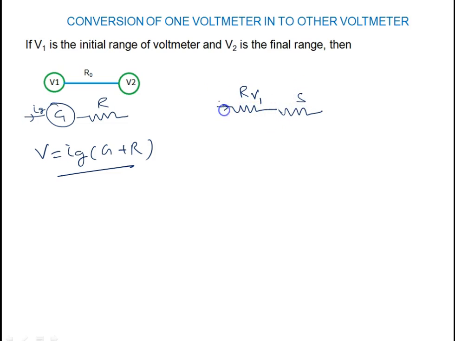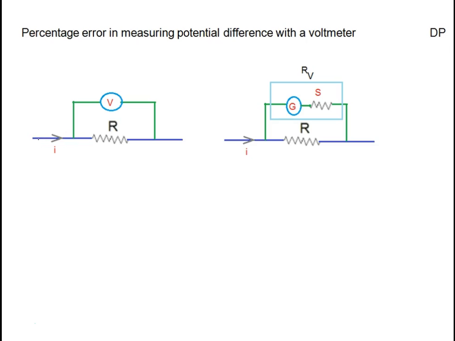Of course, current is given by Ig because the galvanometer can have maximum current Ig. Now what is the value of V2 in this situation? You will write Ig times RV1 plus S. What is RV1? You can easily say this is the earlier conversion of the galvanometer into the range of V1, so that is G plus R, that is RV1. You can understand it in this way also. So in this way we get the equation and we will use this equation in numericals. Now we will calculate the percentage error in measuring potential difference with a voltmeter.